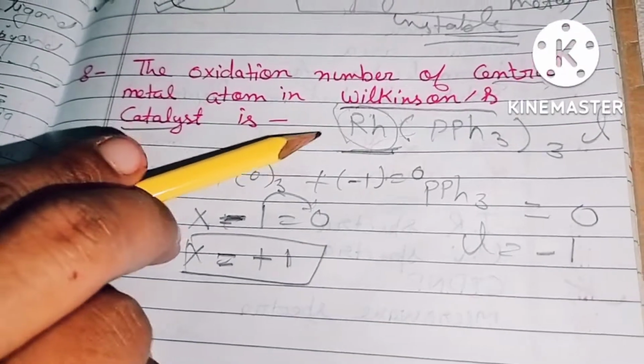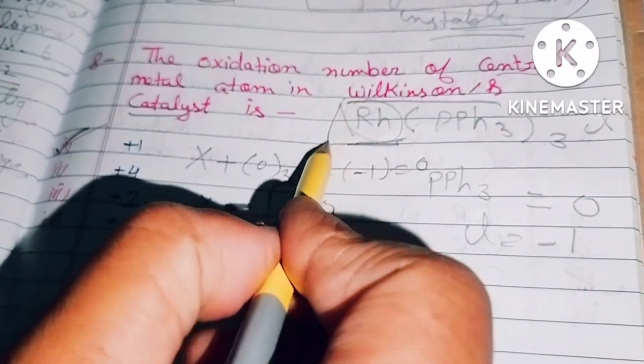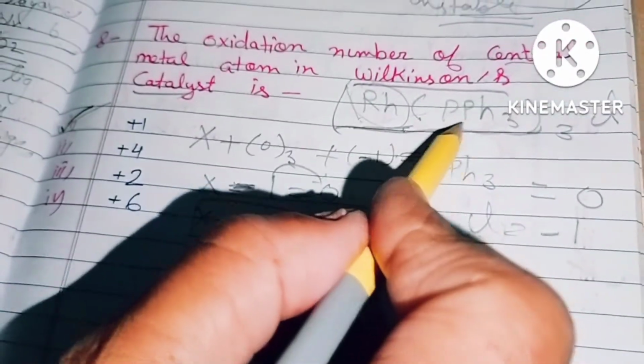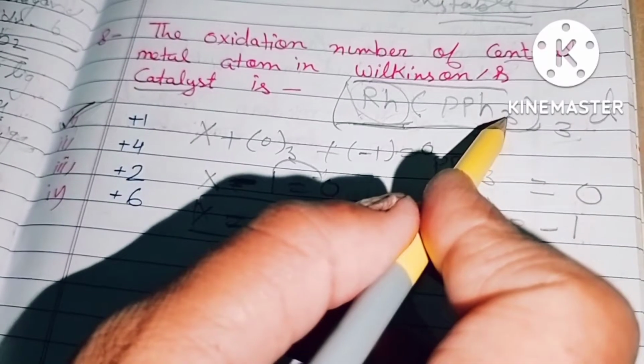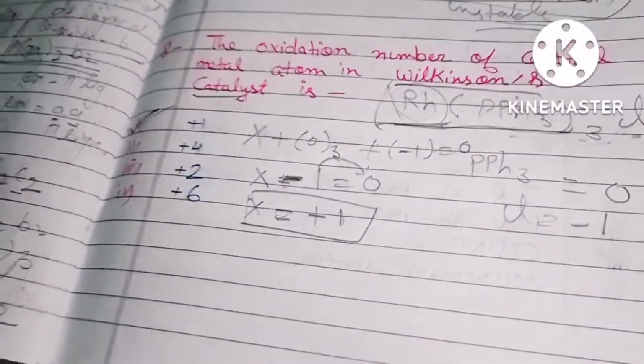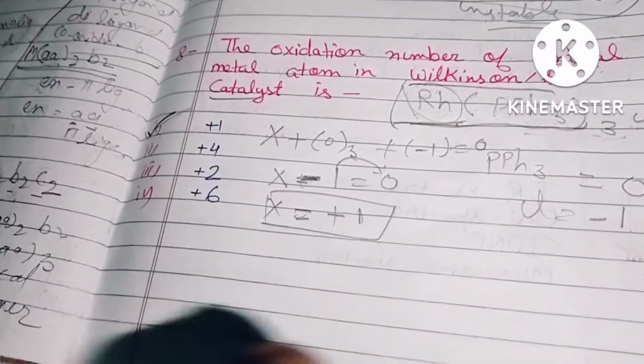For the oxidation number of Wilkinson's catalyst, we learn the formula RhCl(PPh3)3. This is the formula of Wilkinson's catalyst, and the oxidation number is +1.